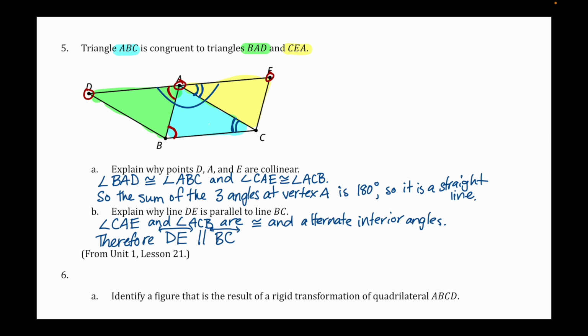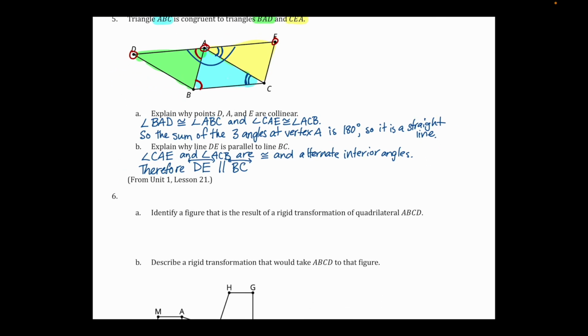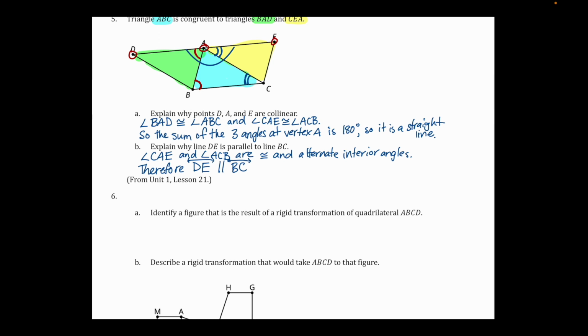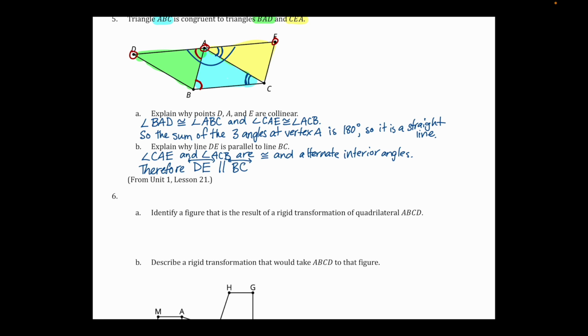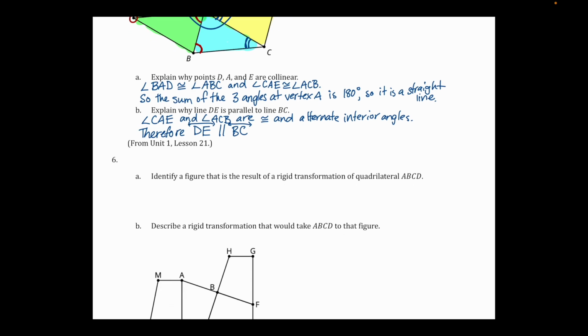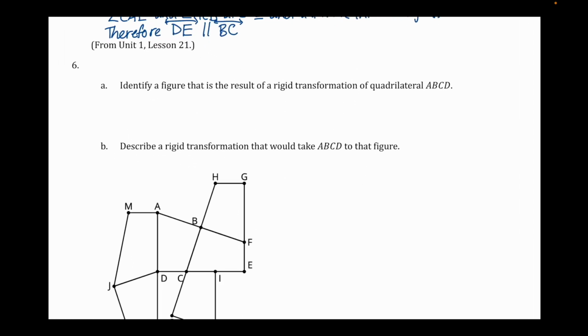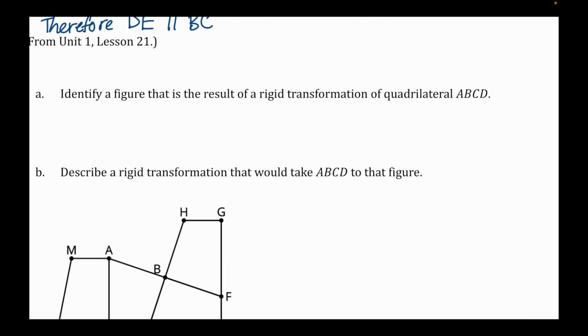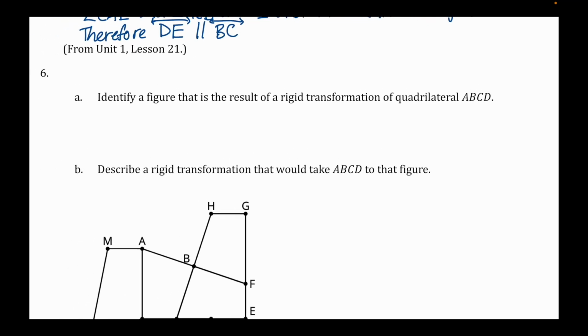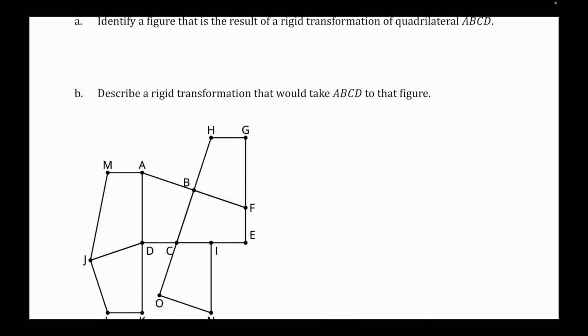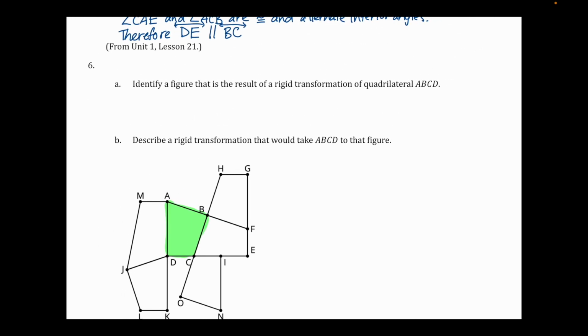For question 6, we're almost done. I think there's only 7 questions on this assignment, or maybe there's just 6. But for question 6, I have the bell ringing, so I'm going to make this fast because my class is supposed to come in for 4th period. So we're trying to identify a figure that is the result of a rigid transformation of A, B, C, D. So let's highlight A, B, C, D here. I like to use green. And then we're going to describe a transformation that would actually put it on that shape.